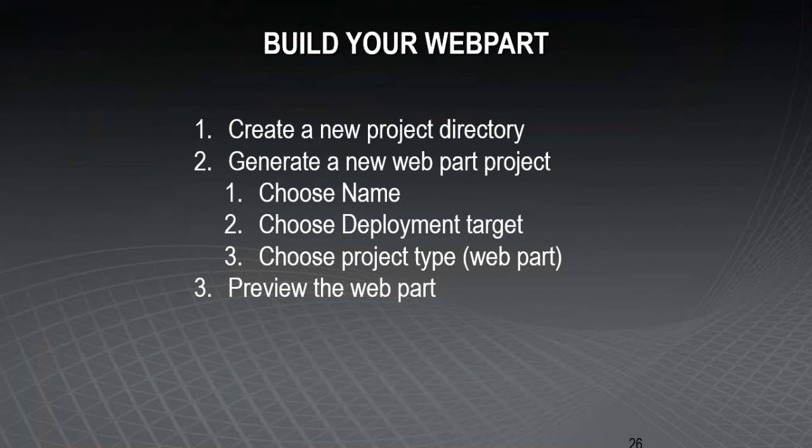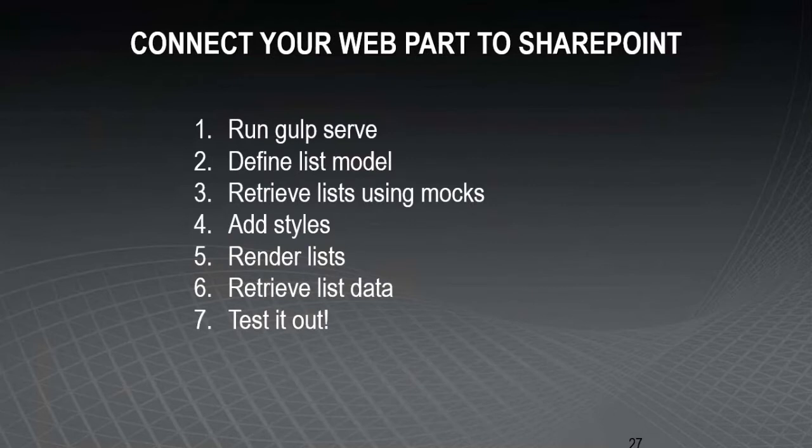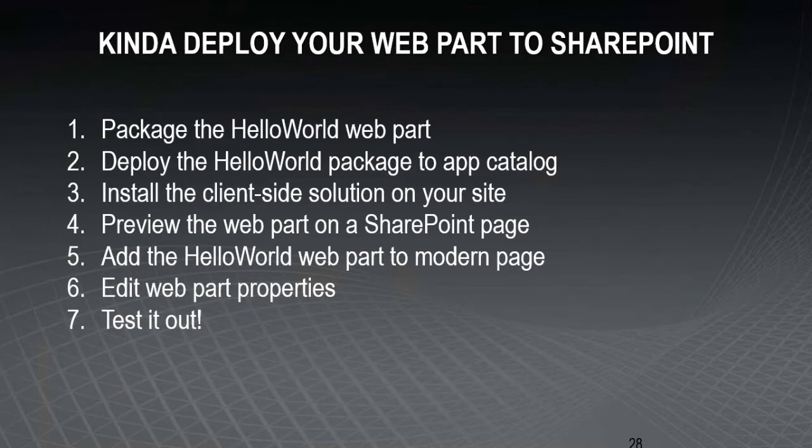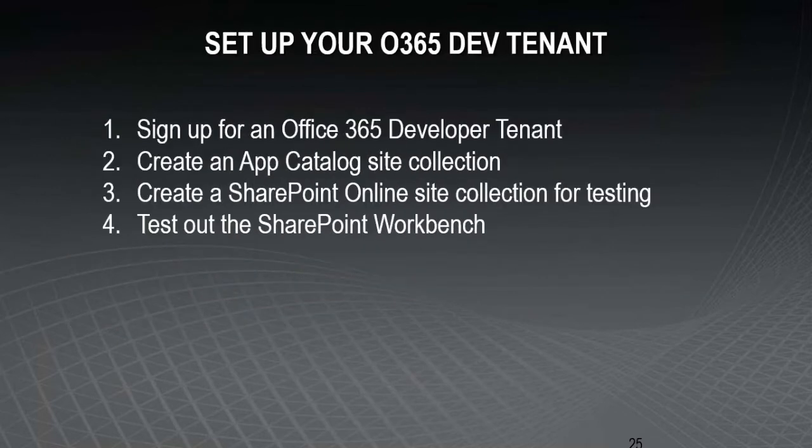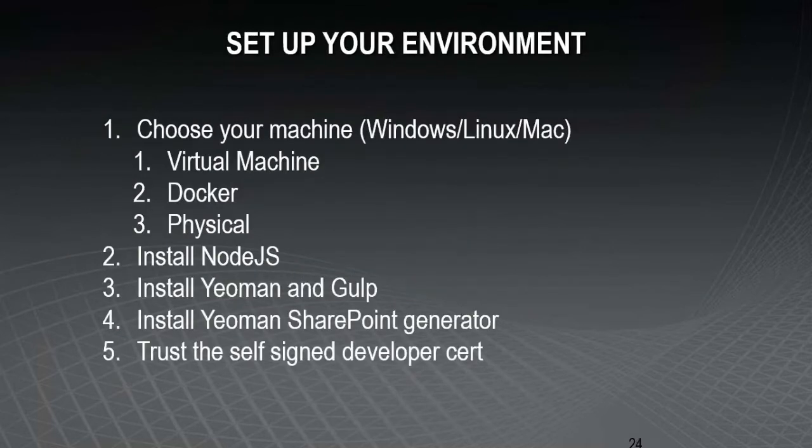Next, after that, we're going to build our web part, where we create a project, generate the code, give it a name, decide where we're going to deploy it, choose the project type, and make sure everything works. Finally, we connect it to SharePoint, some steps involved in that, and then deploy it. All right, so let me back up here, and let's start with setting up your environment.